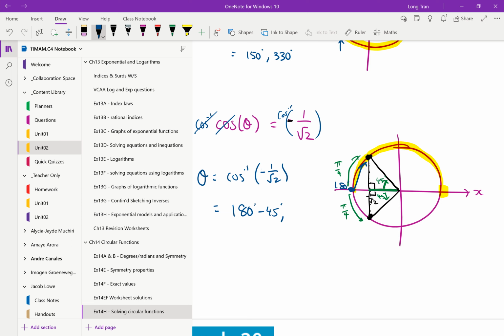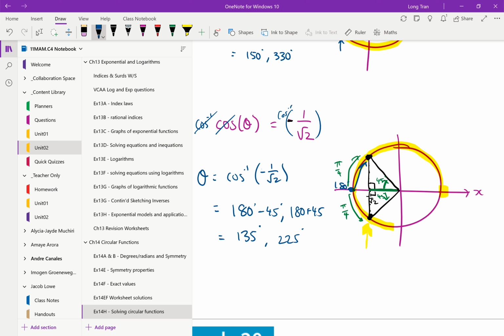And then same thing, I move around the unit circle until I reach my next solution. And look at that. I reach my next solution over here by adding an extra 45 degrees to 180. So 180 with an extra 45. And together now I get, what is that? 135 degrees and 225 degrees. See what I'm doing there?